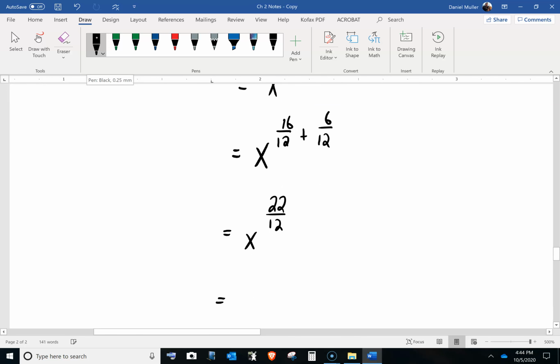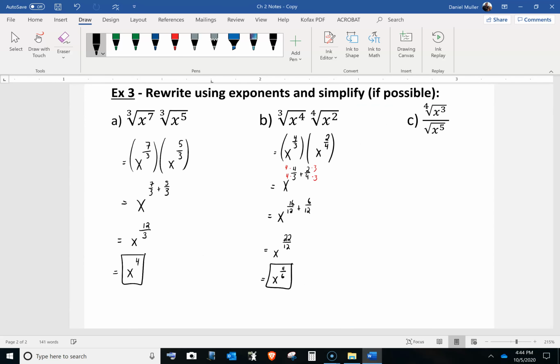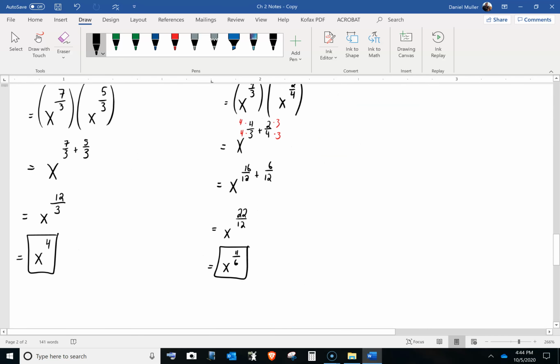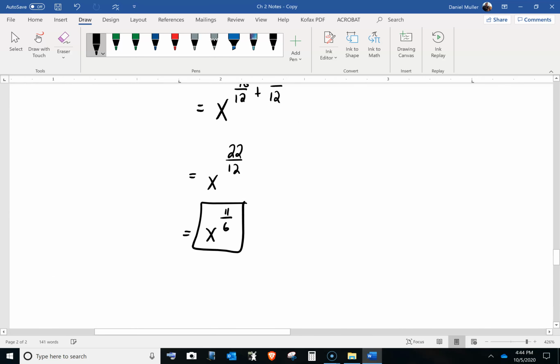And that can be cut in half to get 11 over 6. So I've reduced it. Now I think I can leave it in, it wants it with exponents. Yeah. So the denominator is a 6 and the 11 is the numerator, or I guess you could put the 11 on the outside. But it's asking us to leave it in exponent form. So we'll just leave it as this.